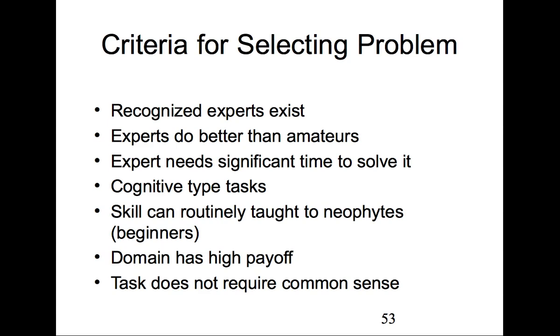For example, expert medical people diagnose conditions. They're doctors. Dentists clean teeth and find cavities and stuff. So you can have an expert that exists, and what you're trying to do is represent that expert in the artificial intelligence system. So experts do better than amateurs, hopefully.